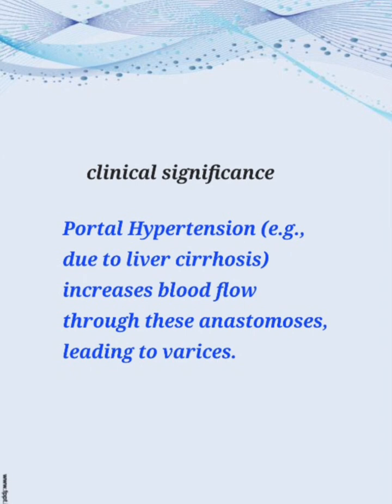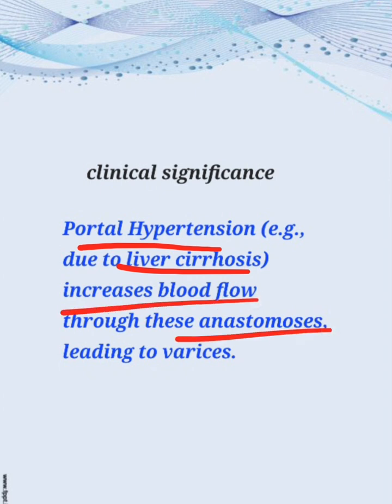Coming to the clinical significance, we have portal hypertension. This usually occurs in liver cirrhosis. As we know, in cirrhosis the liver tissue becomes damaged and the liver will not function properly. This leads to an increase in blood flow through the portocaval anastomosis, which leads to portal hypertension. So these are all about the portocaval anastomosis.